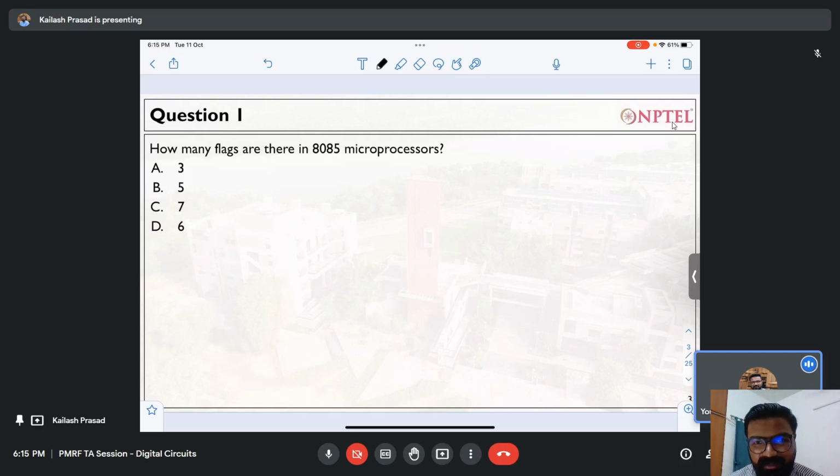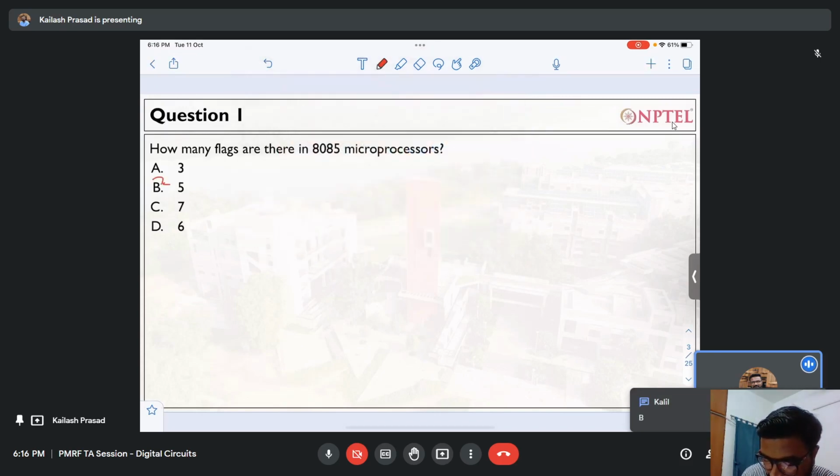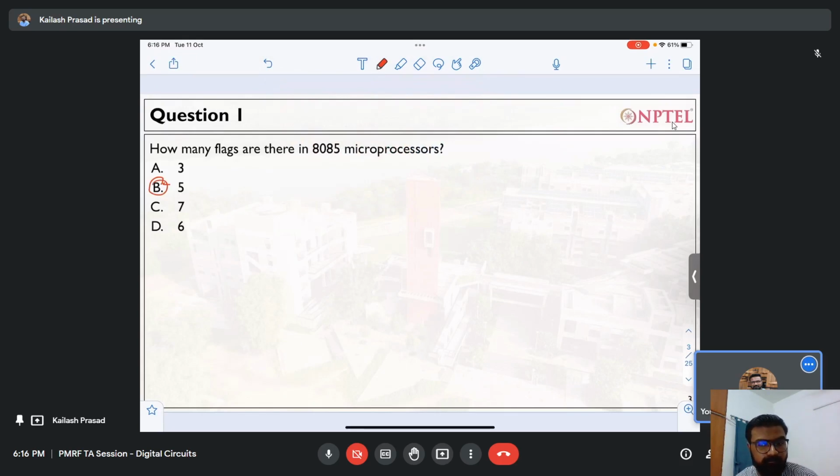Okay, so let's start today's tutorial session, and the very first question I have is, how many flags are there in the 8085 microprocessor? Anybody has the answer? Please type in the chat box. You have four options: 3, 5, 7, 6. How many flags are there in the 8085 microprocessor? Anyone? Khalil is saying B, that we have five flags. Nishant is also saying five. So yeah, you are also saying B.